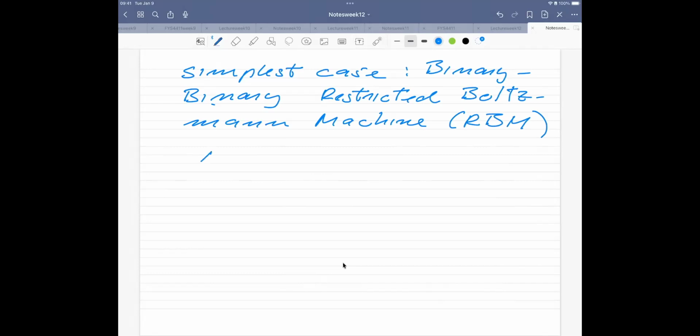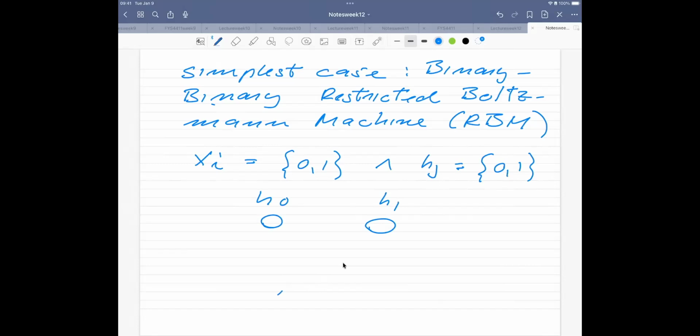So that means that a single x_i takes two values, 0 or 1, or if you prefer, -1 and +1. This is up to you and depends on the system which you're looking at. Similarly, h_j takes the values 0 and 1. Let's now look at a case where we have two hidden nodes. So we have an h0 and an h1, and then we have an x0 and an x1. This is our system, and that means that we have n equal 2 here and m equal 2.